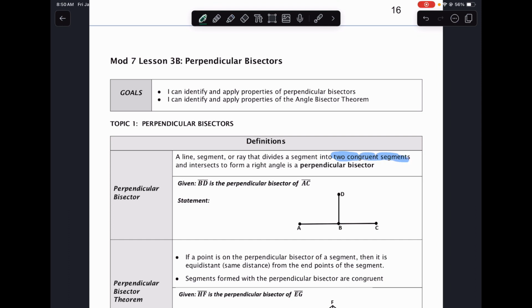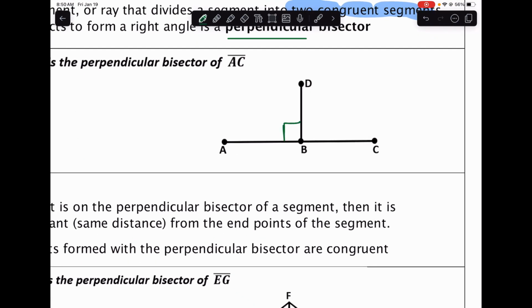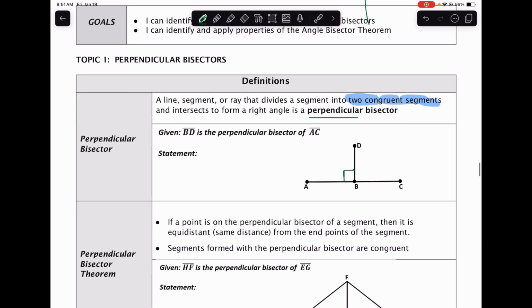If you recall, the word perpendicular means that two lines meet each other at a 90-degree angle. So if something is a perpendicular bisector, they're going to meet at a 90-degree angle, okay? And then, since BD is the bisector, it's going to bisect AC. So AB is congruent to BC, okay? Basically, two things are going on: it's going to meet at a 90-degree angle, and you're going to end up with two congruent segments.